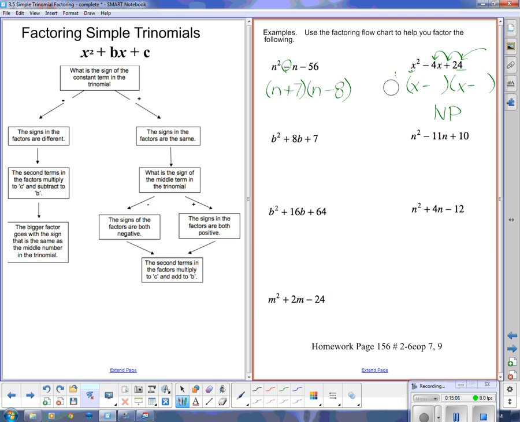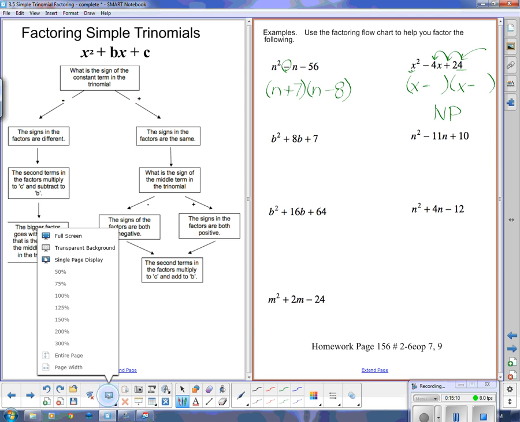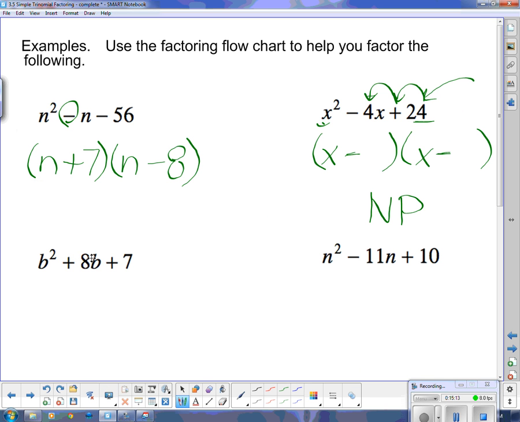Let's take a look at the rest of these here, and I'm going to put the flowchart away. You can keep watching that from when you have your printout, but I'm not going to use the flowchart anymore. I'm going to talk you through these. I got two sets of brackets. I'm going to put a B at the front of them.